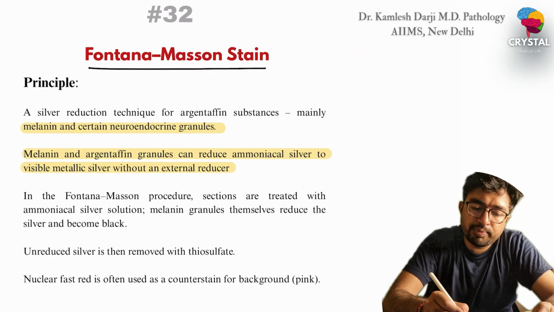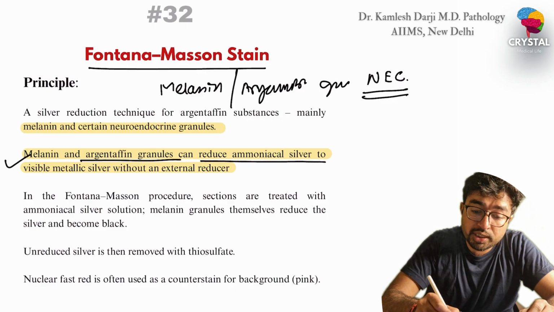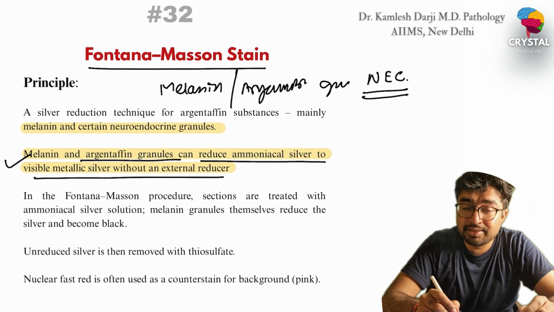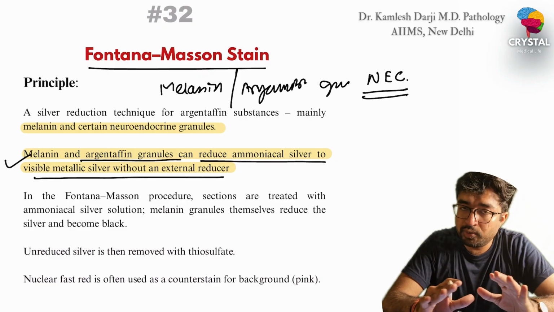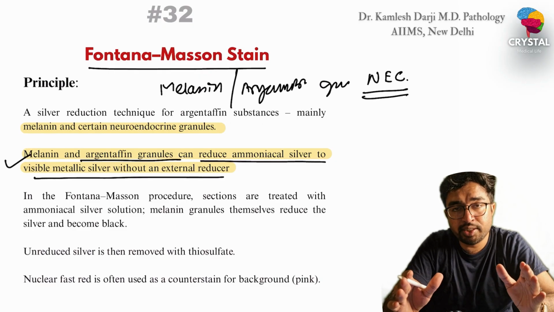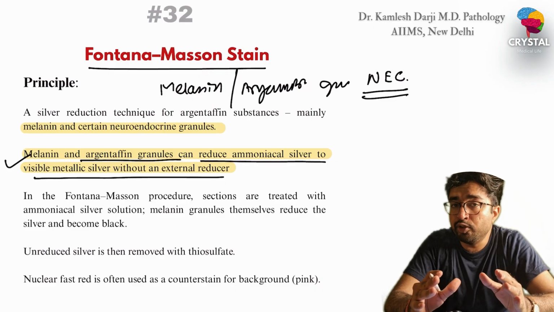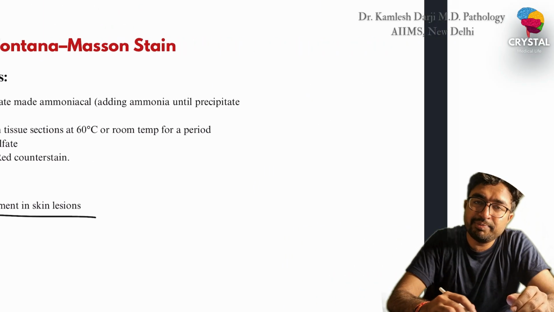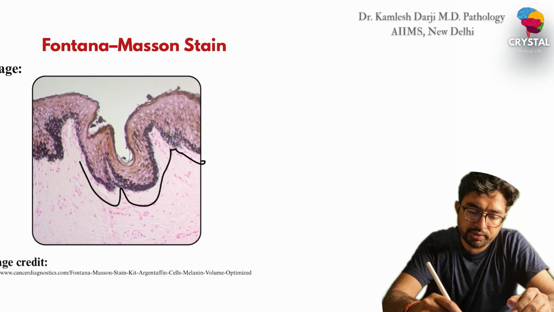Next stain is the Fontana-Masson stain. So melanin and argentaffin granules can reduce the ammoniacal silver to visible metallic silver without an external reducer. So you just have to put silver without any external reducer, and if it reduces, then it is because of the melanin or argentaffin granules from the neuroendocrine tumor. Used for melanin pigment detection in skin biopsy. You can see here the black color due to the Fontana-Masson stain.